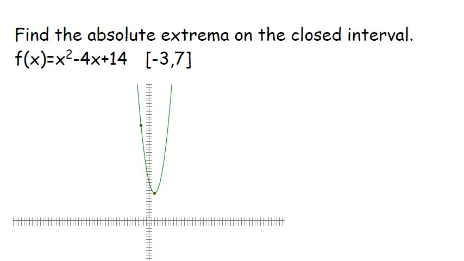4-2. Okay, so here's the problem. Find the absolute extrema on the closed interval. Of course, here's the graph that's associated with this function. And that looks like the min is occurring there and the max is occurring there. But let's go to the whiteboard and work that out.